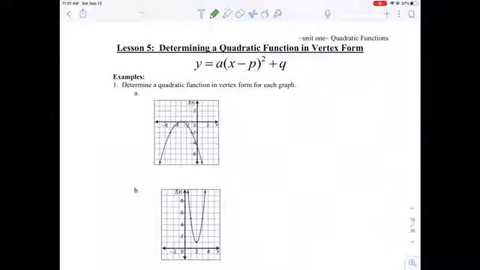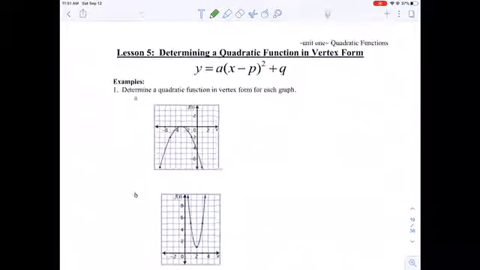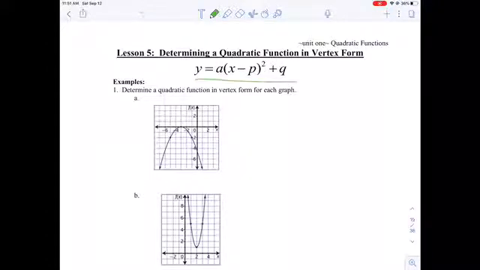Okay, let's take a quick look at lesson 5 here, determining a quadratic function in vertex form. So we're looking at our y equals a(x minus p) squared plus q form. And what I want to be able to do is look at a graph and take the information from the graph and complete this equation, the function. Come up with the function for that graph.